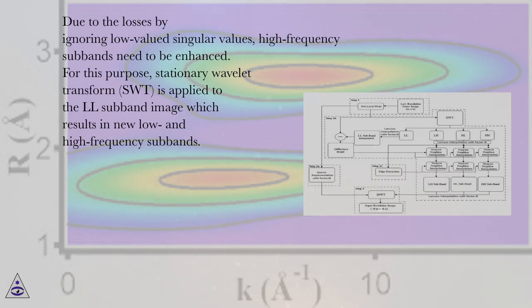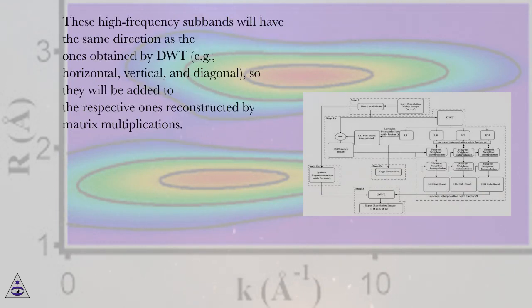For this purpose, the stationary wavelet transform, SWT, is applied to the LL subband image, which results in new low and high-frequency subbands. These high-frequency subbands will have the same directions as the ones obtained by DWT, for example, horizontal, vertical, and diagonal, so they will be added to the respective ones reconstructed by matrix multiplications.